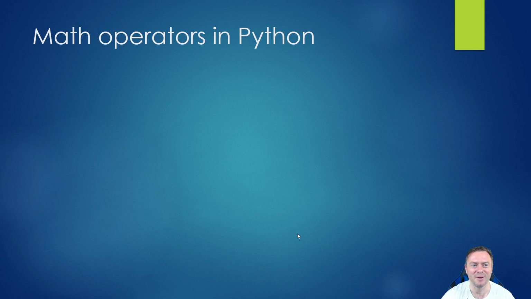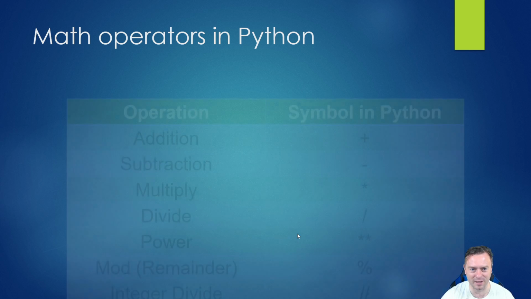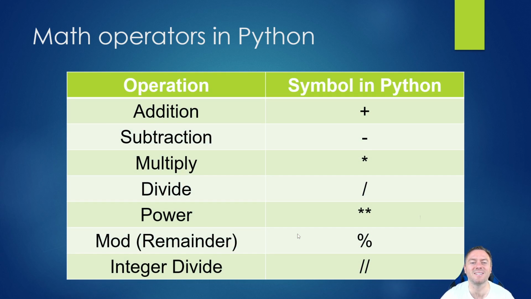So the first thing to start off, we need to learn how to do math operators in Python. Okay, now these are exactly the same as what we've done before in normal math that you've been doing since you're in grade 1. Okay, so we have addition, subtraction, multiply, divide, powers, remainder division, and then integer division. Okay, now the last two I'll talk about a little bit later, but the first 5 should look somewhat familiar.